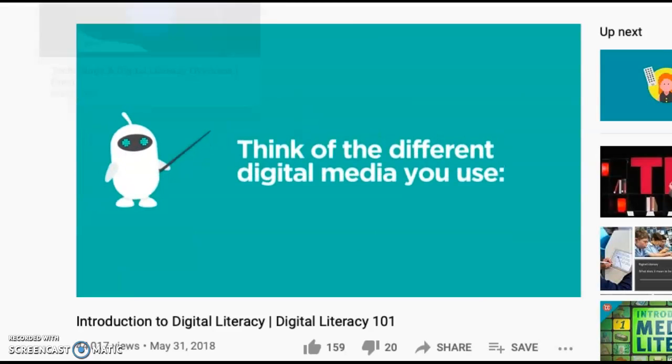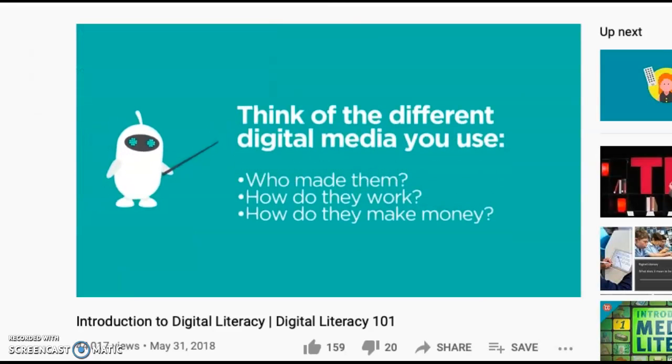Think of the different digital media you use. Identify who made them, how they work, and how they make money for their creators.